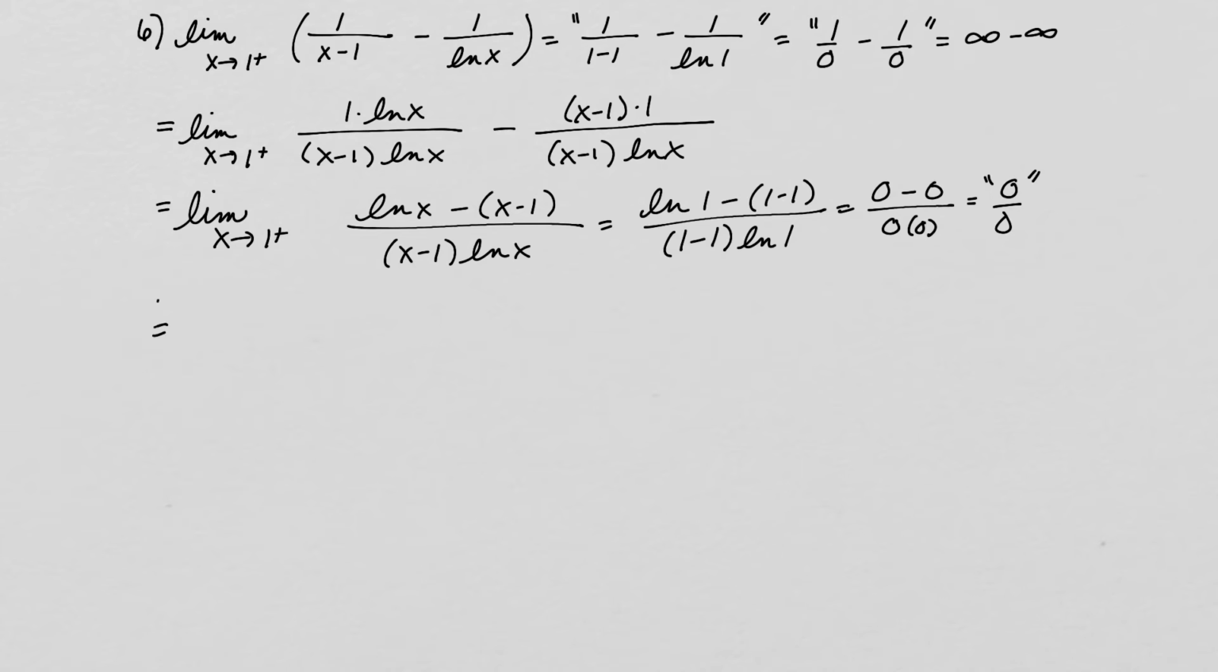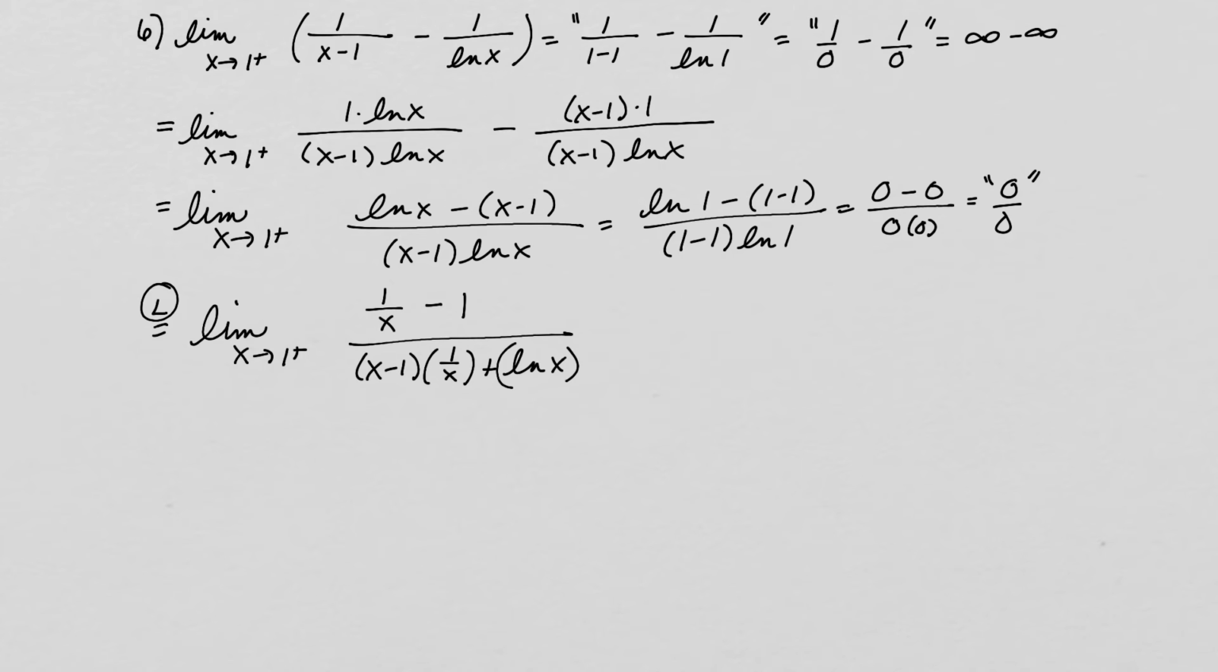So now I can use L'Hopital's rule. So we're going to take the derivative of the top. So it's going to be 1 over x minus the derivative of x minus 1, which is 1, all divided by, so for the bottom we're going to have to use the product rule. So first times the derivative of the second plus the second times the derivative of the first. Derivative of first is just 1.